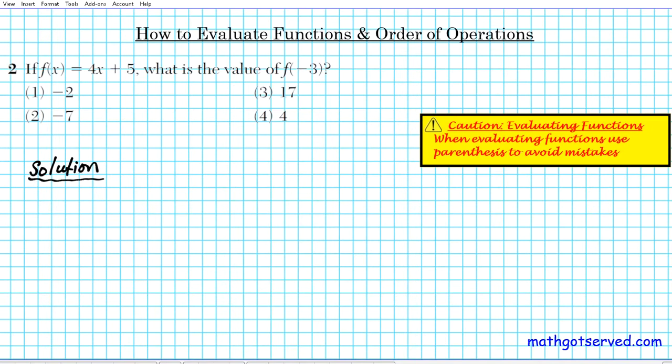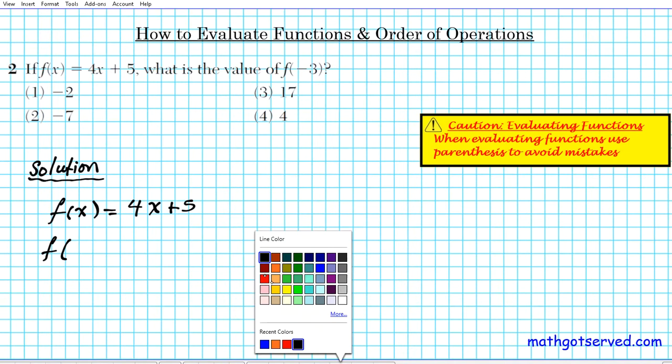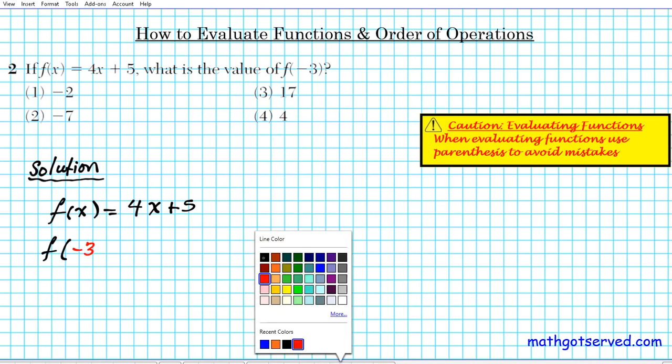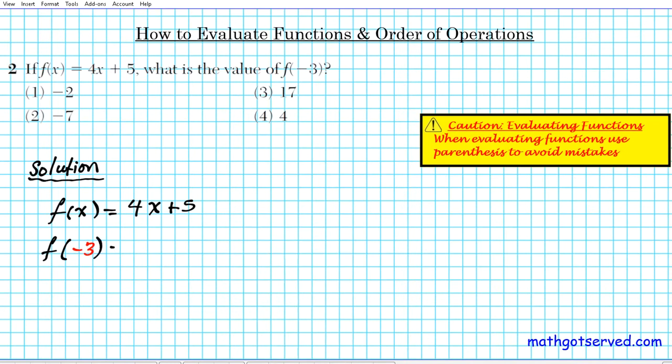We have the function f of x equals 4x plus 5. We're asked to find the value of f of negative 3. What on earth is that? What is f of negative 3? Well, we just look at what f of x is, and that will tell us what f of negative 3 is, right? So f of x is a rule. What this function does is it multiplies the input by 4 and adds 5 to it. As simple as that. So whatever the input is, you just multiply by 4 and add 5.